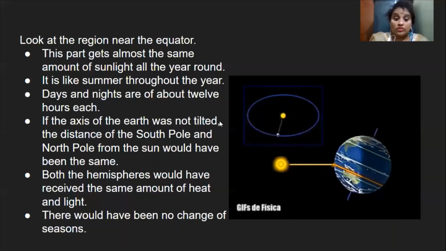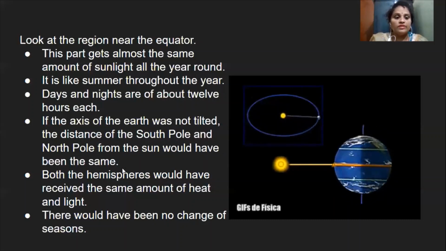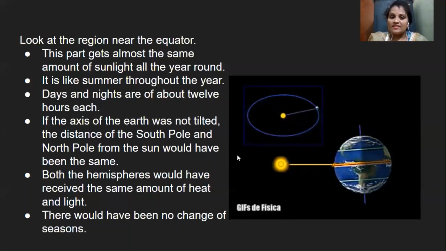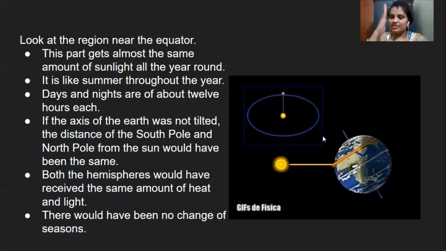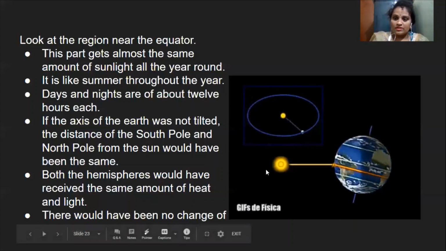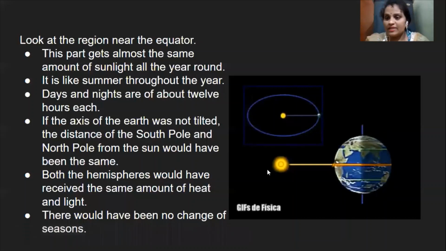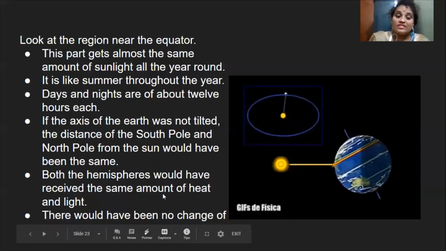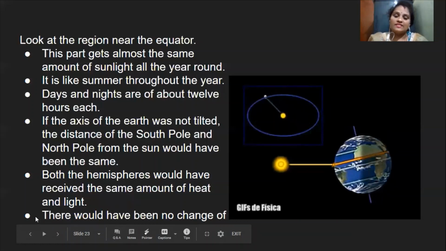If the axis of the earth was not tilted, the distance of the south pole and north pole from the sun would have been the same. Just imagine what will happen if the axis of the earth was not tilted, if it is straight. Then both the hemispheres would have received the same amount of heat and light. There would have been no change of seasons.